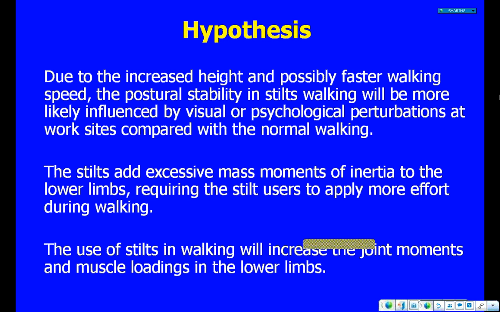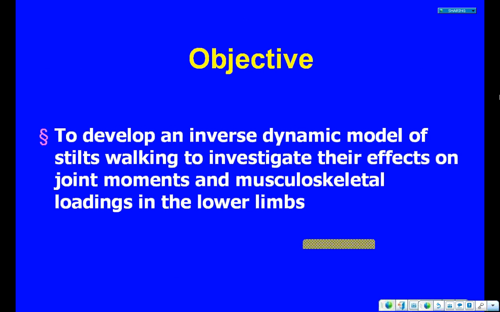So the objective of this study is to develop an inverse dynamic model of stilt work to investigate the effects on joint moments and musculoskeletal loading in the lower limbs. Especially, with this model you can change parameters. For example, you can change the height of the stilts and the mass moment of inertia of the stilts themselves, to see how they influence musculoskeletal loading and help optimize the design of stilts.